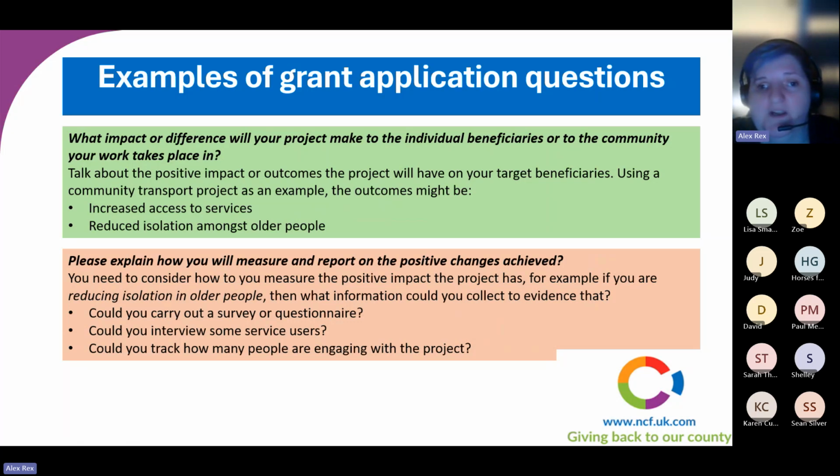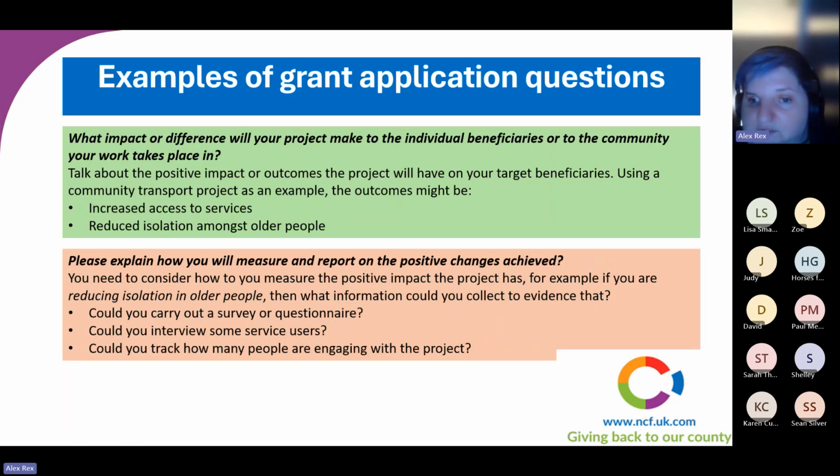Then there'll often be a question about the impact and difference that your project's going to make. And again, you've already done that work because you've identified what the issues are and what the positive outcomes are going to be. So you can talk about how you're going to reduce social isolation or increase access to services. And you've already got that planned out to be able to answer that question. And you might also want to link it back to the project. So we think this is going to reduce isolation because we're giving opportunities for people to mix and come together and socialise, etc.